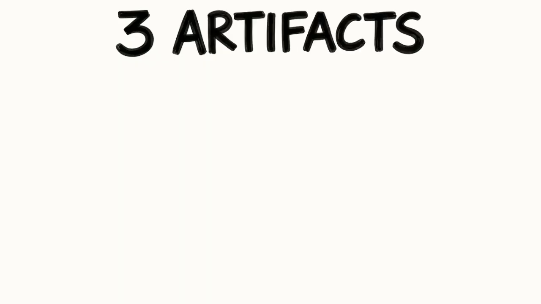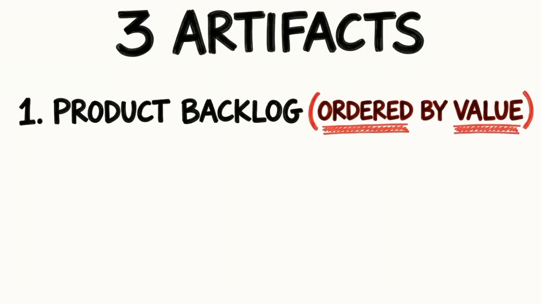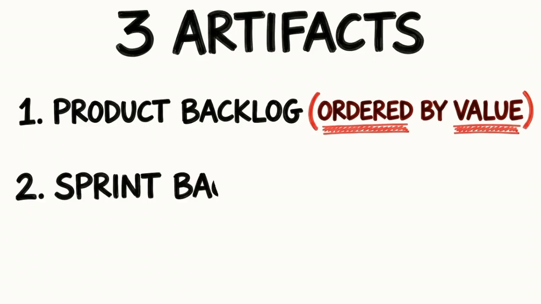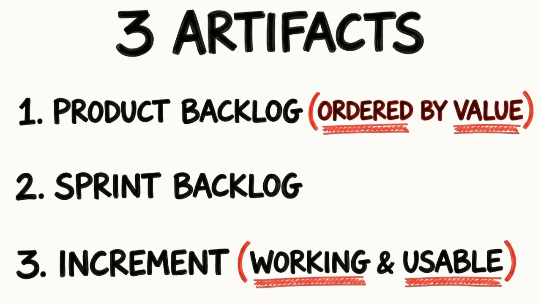Scrum uses three artifacts to make work visible. The product backlog is a list of everything that might be needed in the product, ordered by value. The sprint backlog is the smaller list of items selected for the current sprint, along with a plan to complete them. The increment is the result at the end of the sprint. It must be working, usable, and meet the definition of done.